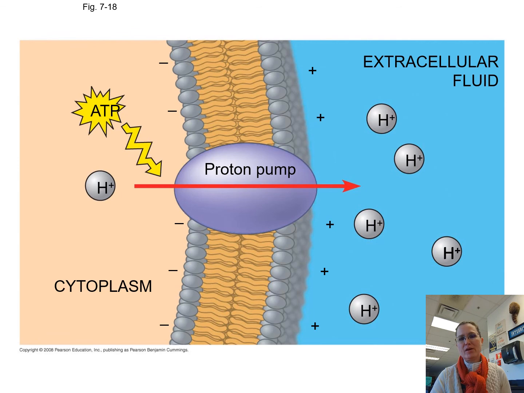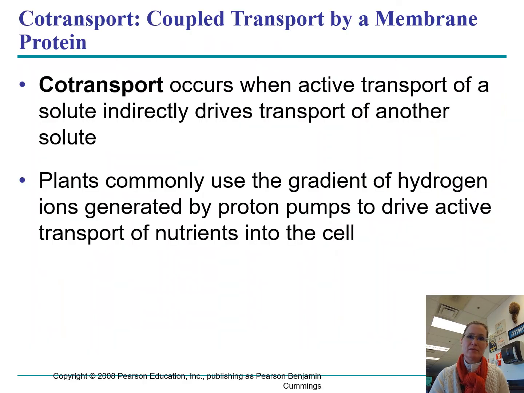So we're building up a gradient, which means that we're going to take some energy. This happens in cellular respiration. This happens in photosynthesis. It happens in the sodium-potassium pump. Just some examples we'll talk about as we go through the school year.